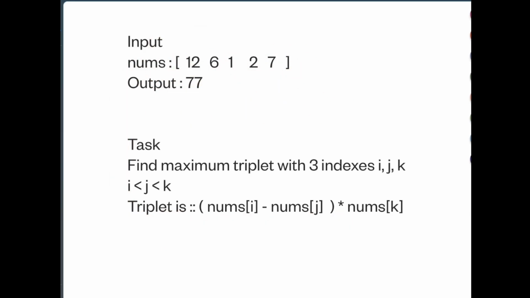You can see here, we can form another triplet, for example 12, 6 and 1. But if you put this into the formula, the output will be 6. And we want the maximum value, right? And that is why we are taking 12, 1 and 7 as our triplet.